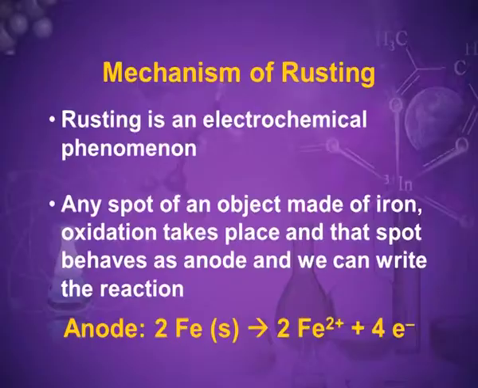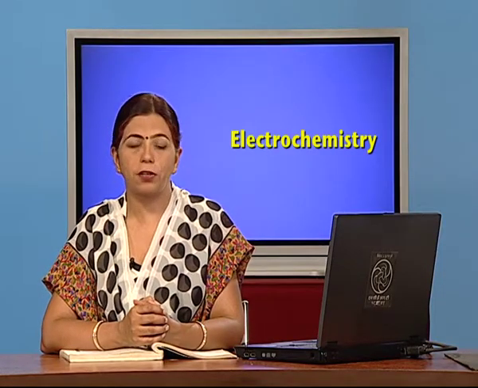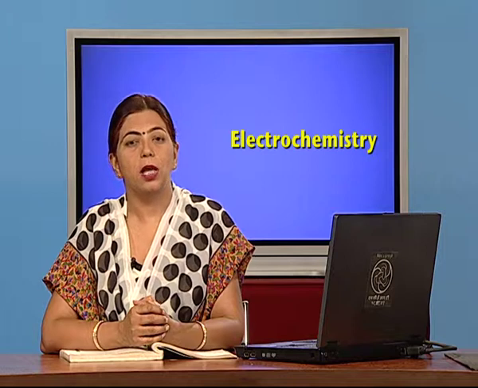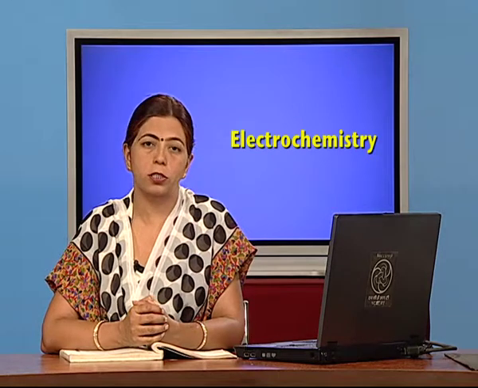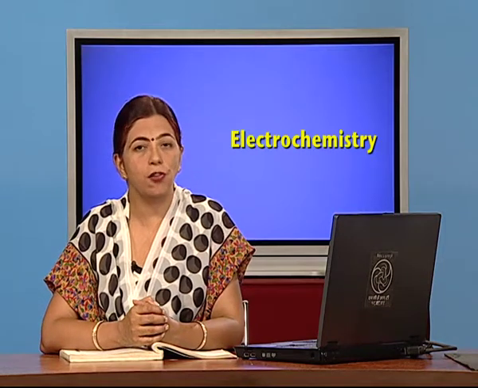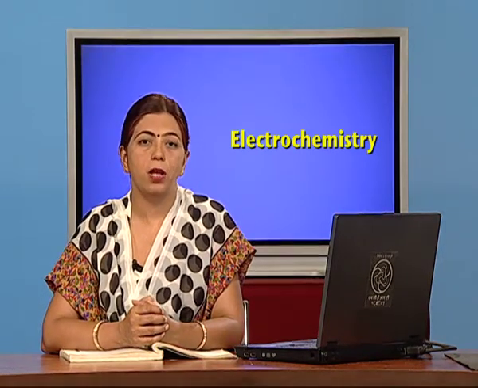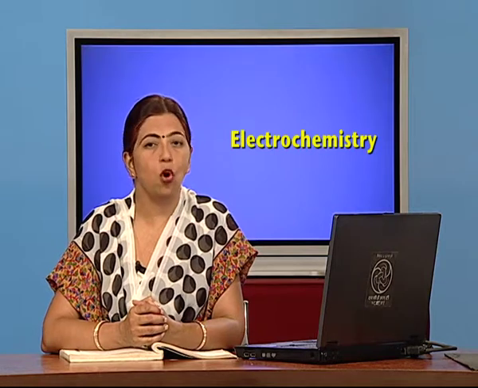Let me explain the mechanism of rusting. Any article that is made up of iron, when it comes in contact with air and moisture, starts developing a brown coating on it. This brown coating is the rust. Chemically, it is hydrated ferric oxide. Now, any point on the iron which first comes into contact with the air and the moisture starts acting as anode. Anode means loss of electron will take place at that point, that is oxidation.